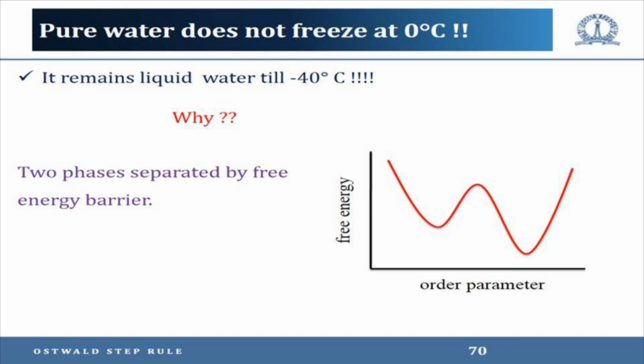Now, another phenomenon which people are still fighting about: really pure water does not freeze at 0 degrees centigrade. That water freezes at 0 degrees Celsius never happens in ultra pure water. It remains liquid till minus 40 degrees centigrade, but then it undergoes an explosive crystallization. Why? We have already seen from Landau theory that these two phases are separated. So one has to be new, even though this is more stable, it does not happen because this has to be nucleated inside. I will talk a little bit about nucleation.